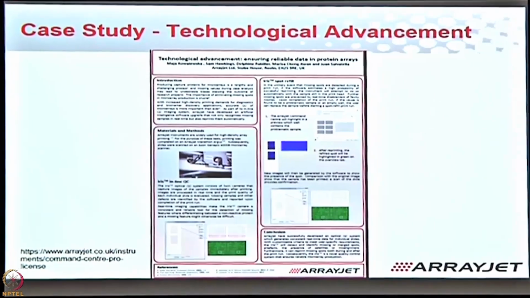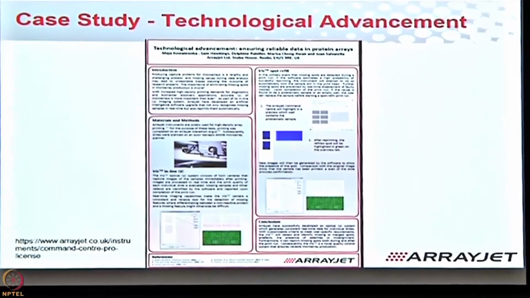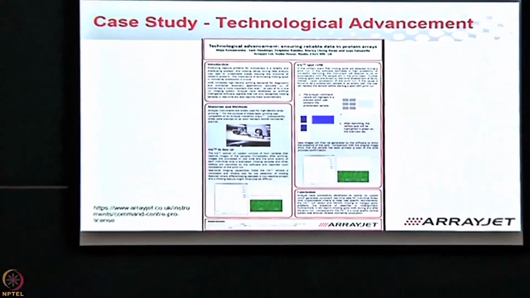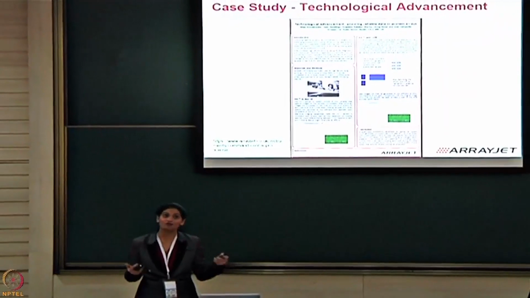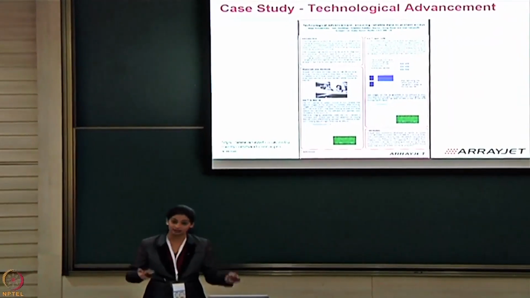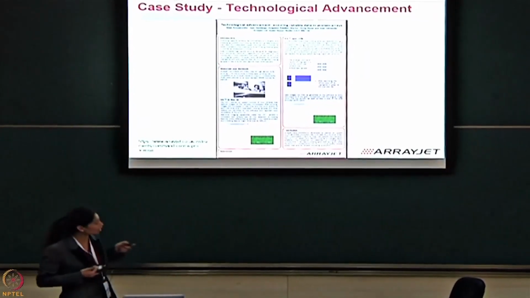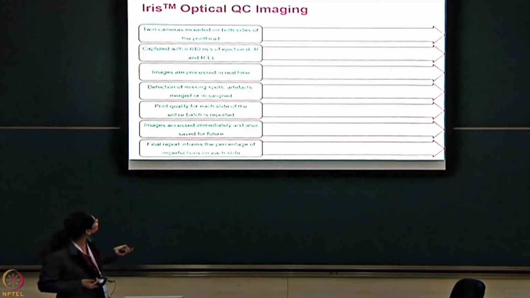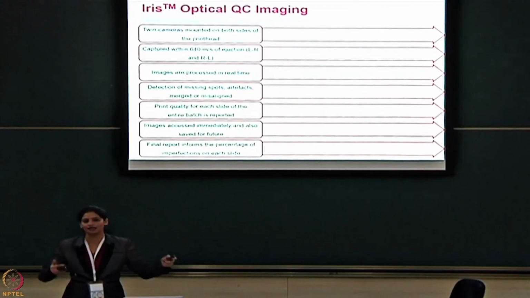It's a technological advancement, and no other sort of proteomics solutions provider has a camera attached to the printer where the camera knows what sample, where, whether it's there, it's not there, whether it's missing. It will tell you a full report, and that is completely automated. So what is this camera that I'm talking about? It's called the IRIS, camera IRIS.